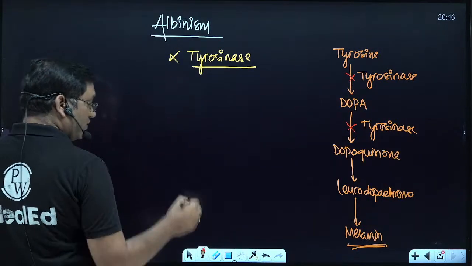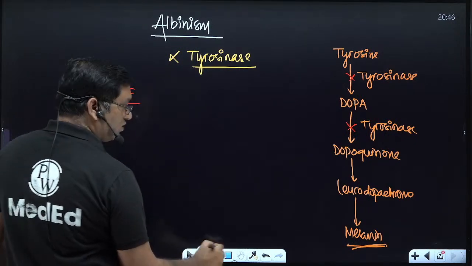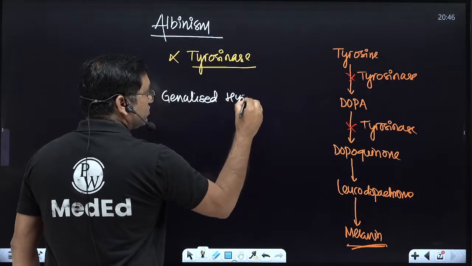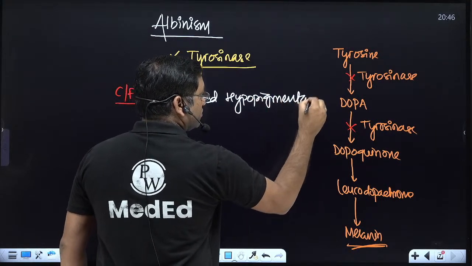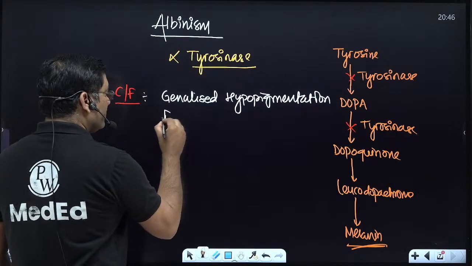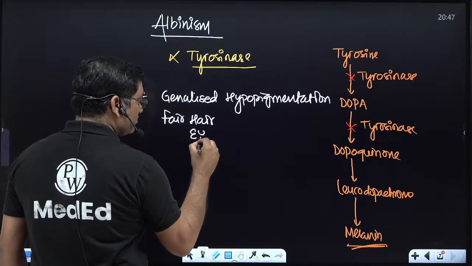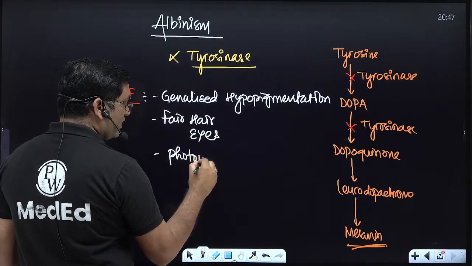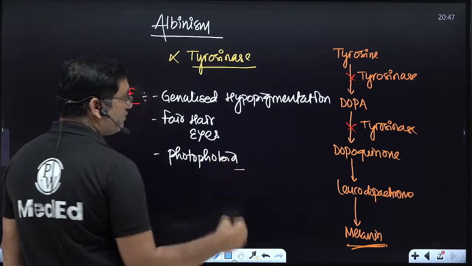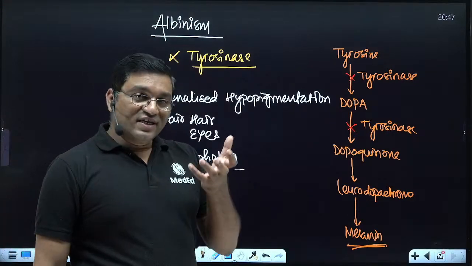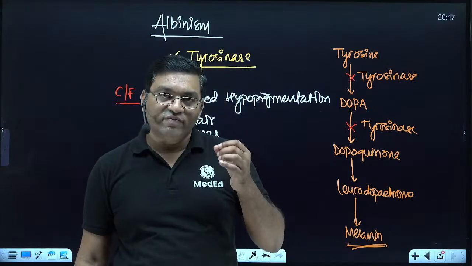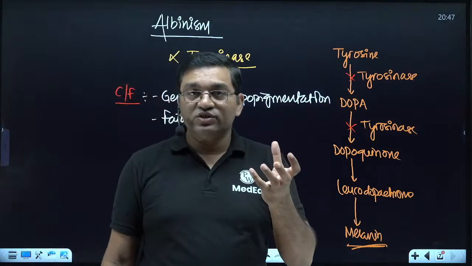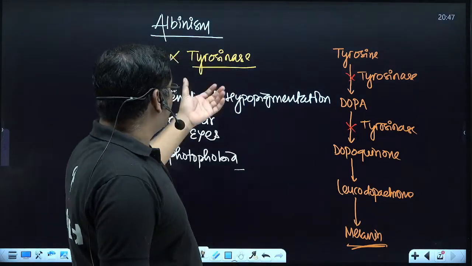And what are the main clinical features of albinism? It includes generalized hypopigmentation, fair hair, fair eyes, then photophobia, intolerance to sunlight. So these are the manifestations of albinism. There is a clinical diagnosis. You can obviously diagnose the patient with albinism. There is no need of any laboratory test for the diagnosis of albinism. Localized hypopigmentation is known as vitiligo or leukoderma. So there is defective tyrosinase activity.